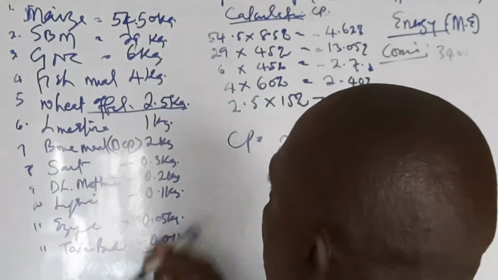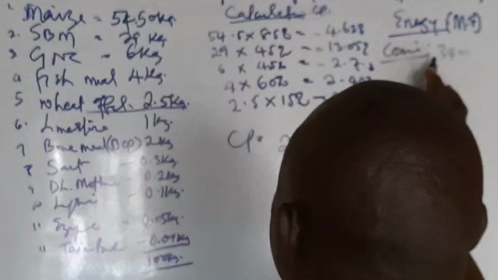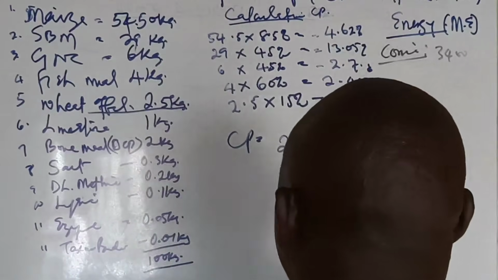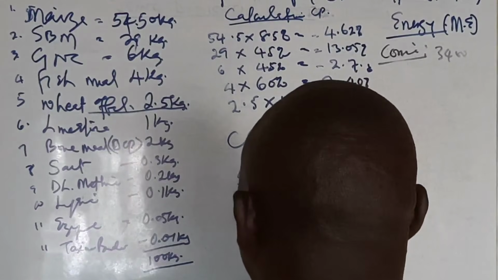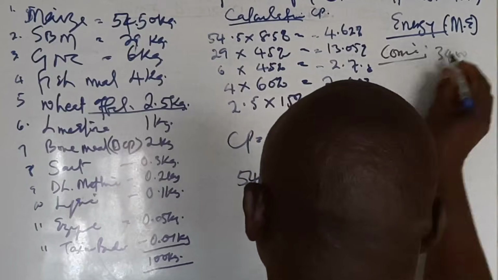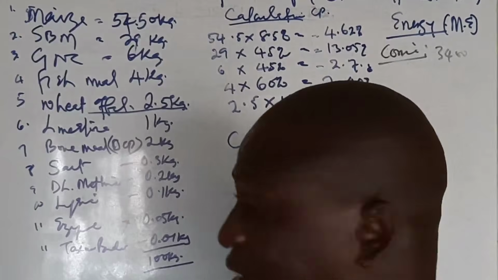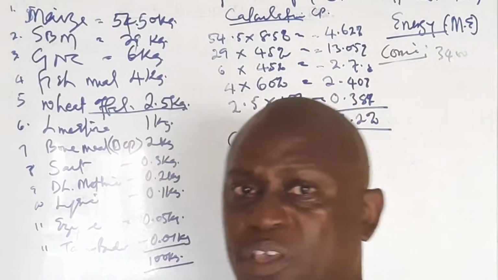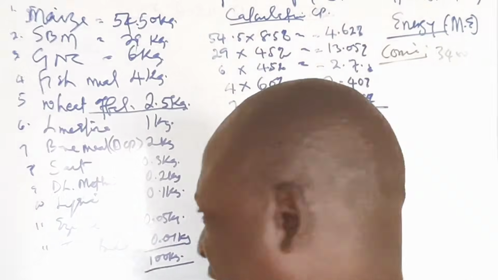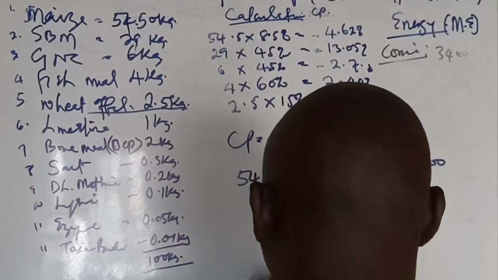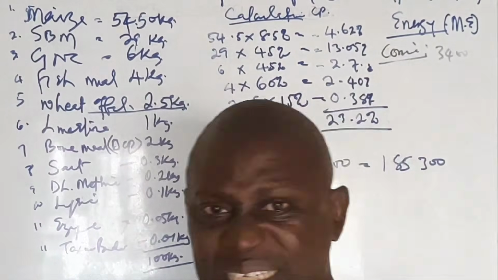So what you do now, multiply the quantity by the natural energy. That will give 54.5 times 3,400. Please, if you have a calculator, do it and get there. So it will give us about 185,300. Then the next one on the list is soya bean.